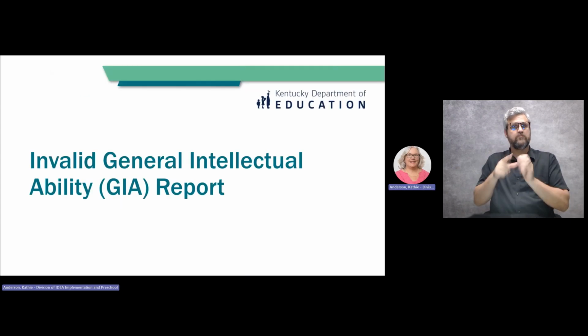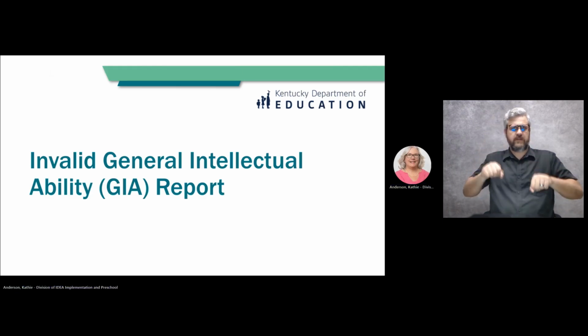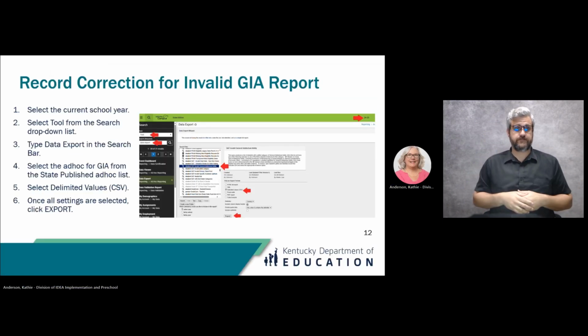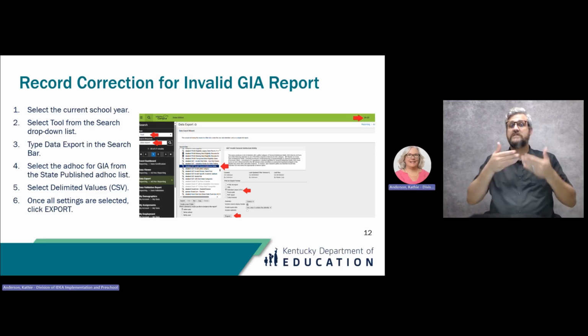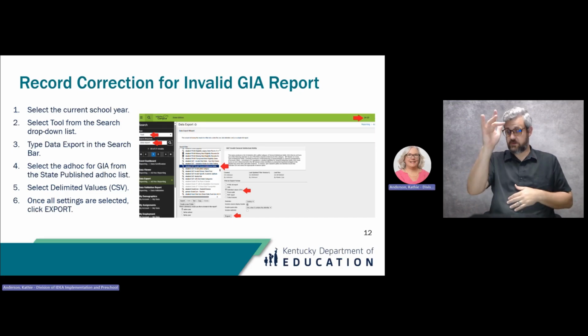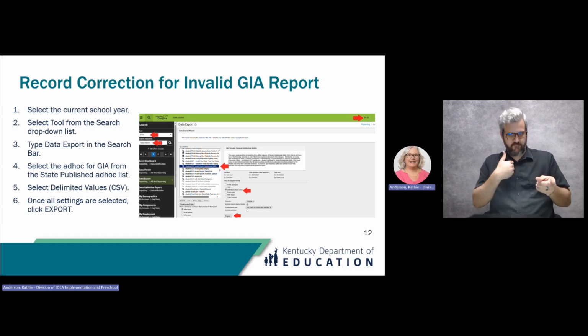Let's first review the invalid general intellectual ability report. The invalid general intellectual ability cleanup report, or GIA, helps you look for students who do not have the 9th Stay 9 checked or special considerations checked. Follow these directions to use the invalid GIA report.